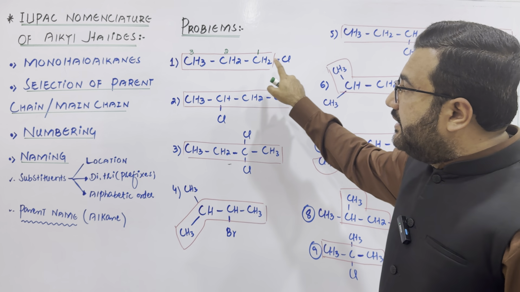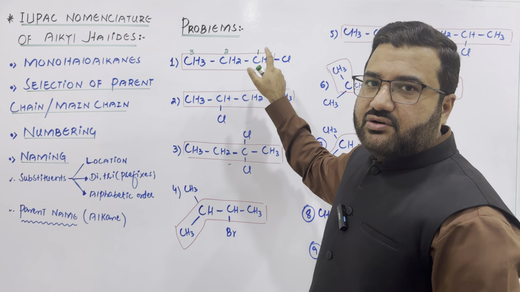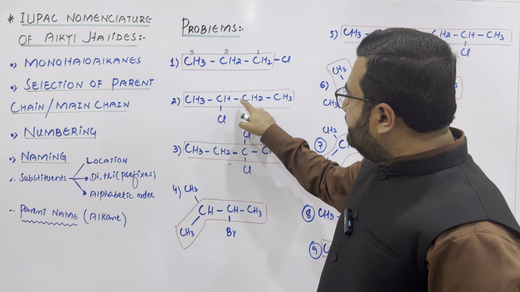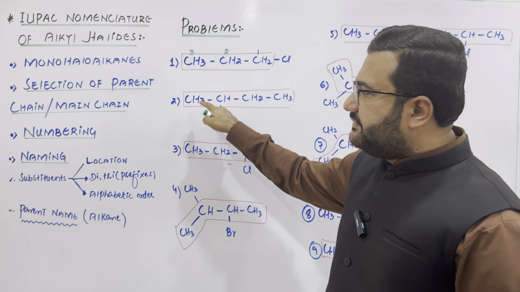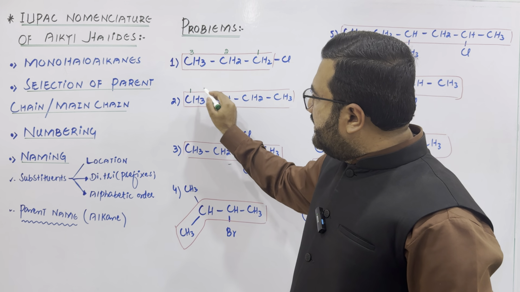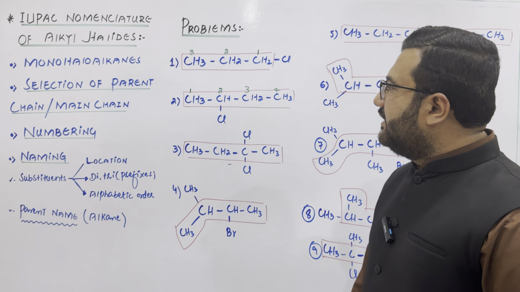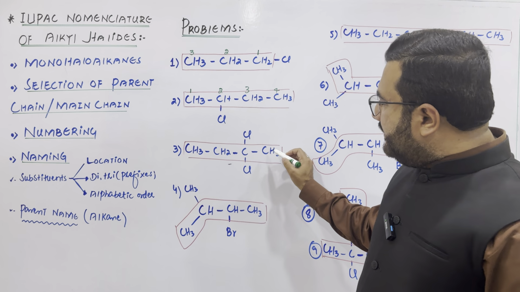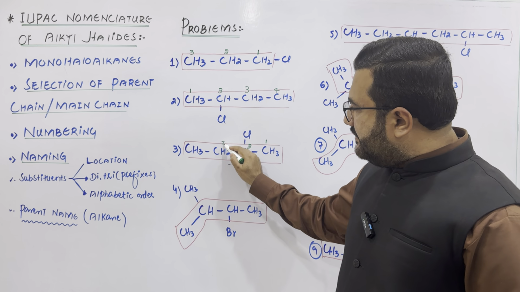So we will start numbering from this side of the chain, because the carbon carrying the functional group should get the lowest possible number. If you start numbering from this end, then this carbon will get number 3. That is not the lowest possible number. Similarly, 1, 2, 3, the halo is on the third carbon from this side, and 1, 2, the halo is on the second carbon from this side of the chain. So you will start numbering from this end, where the carbon carrying the functional group will get the lowest possible number. Similarly, you will start numbering from this end of the chain in this example.